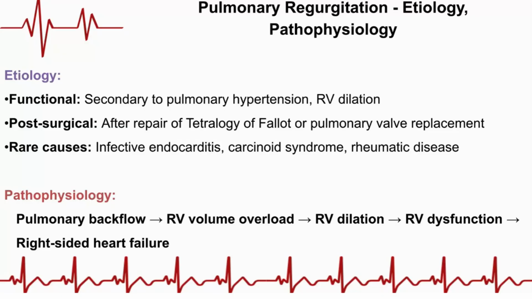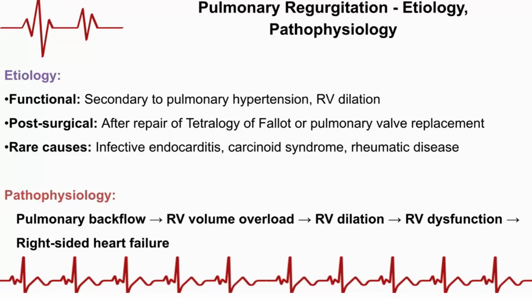So pulmonary regurgitation, there are a couple of ways this happens. We have functional problems, usually secondary to pulmonary hypertension and right ventricular dilation. We can have it after surgery, especially after the repair of a tetralogy of Fallot or pulmonary valve replacement, where you can have incompetence of that valve. And then other causes include infective causes, rheumatic disease, etc.